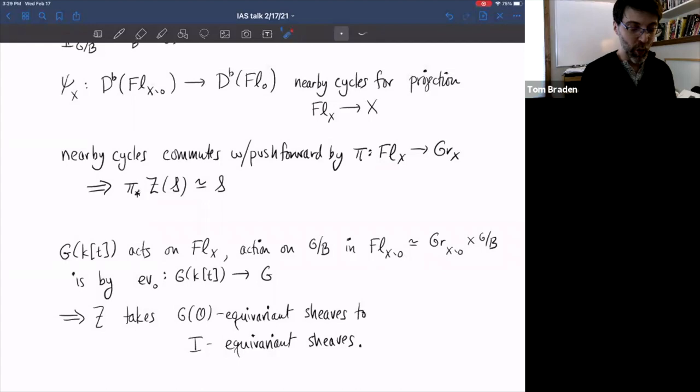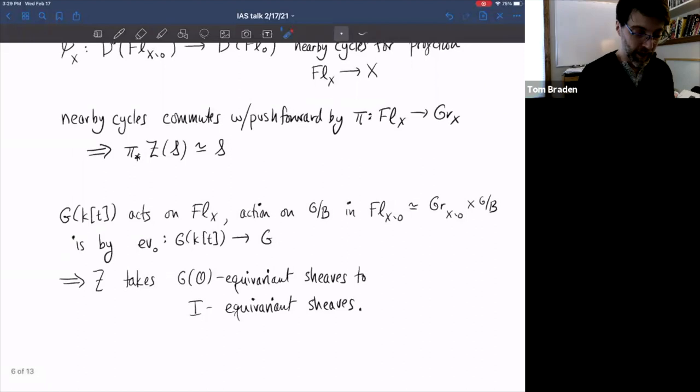So if I push it forward, well, the Grassmannian is a trivial family. So the nearby cycles for the Grassmannian itself is just the identity functor because it's just Gr times X. And so when I push it forward, I'm just taking nearby cycles for a sort of trivial family, which gives you the identity functor, which is what gives you the fact that pi lower star of Z is the identity.